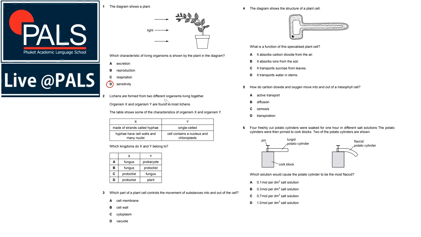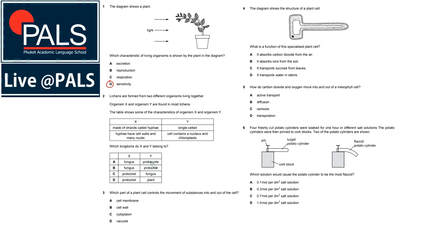Lichens are formed from two different organisms living together. Organism X and organism Y are found in most lichen. The table shows some of the characteristics of organisms X and Y. X is made of strands called hyphae. Hyphae have cell walls and many nuclei. Y is a single cell that contains a nucleus and chloroplasts. So yeah, we need to know what hyphae are. That's a bit tricky. This is a structure in fungi. So that's just something we need to know.